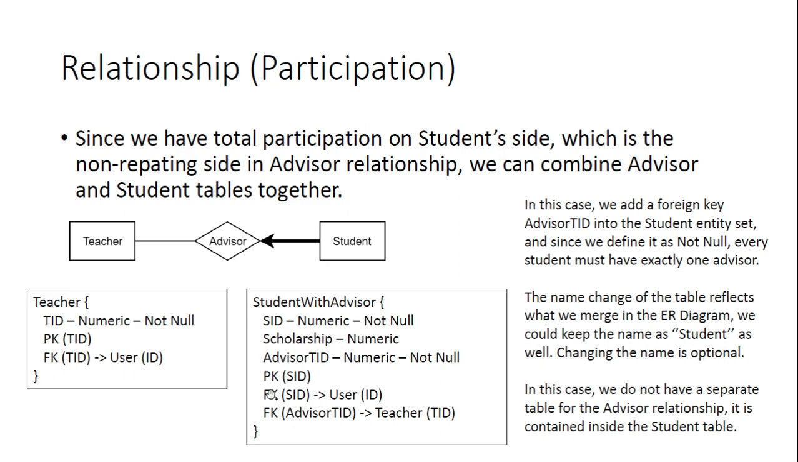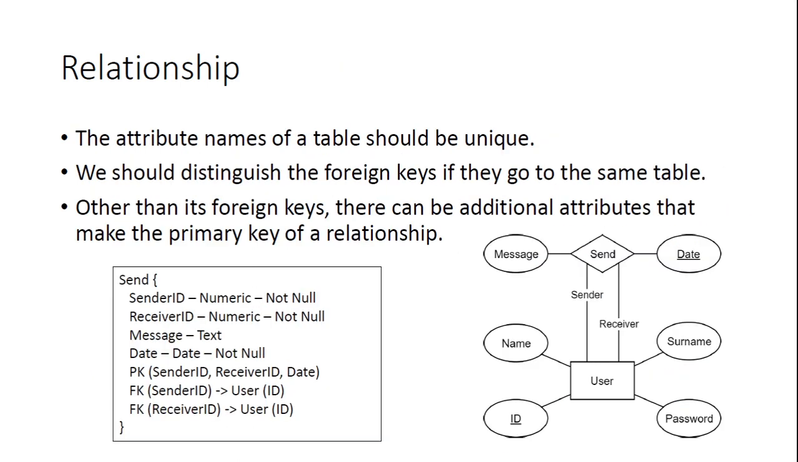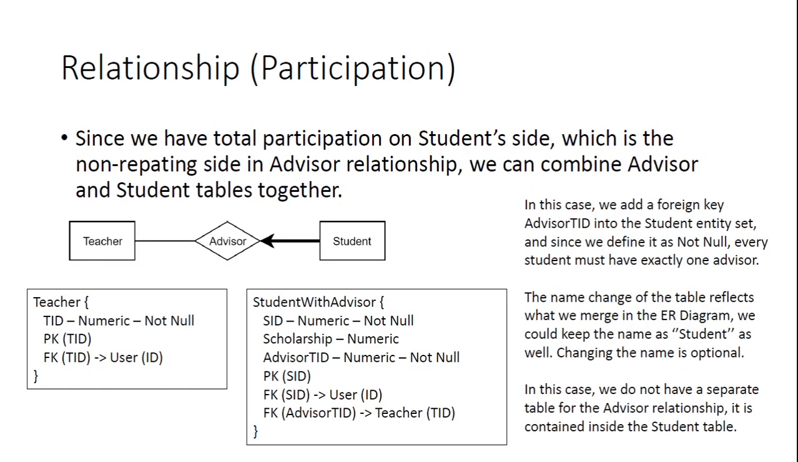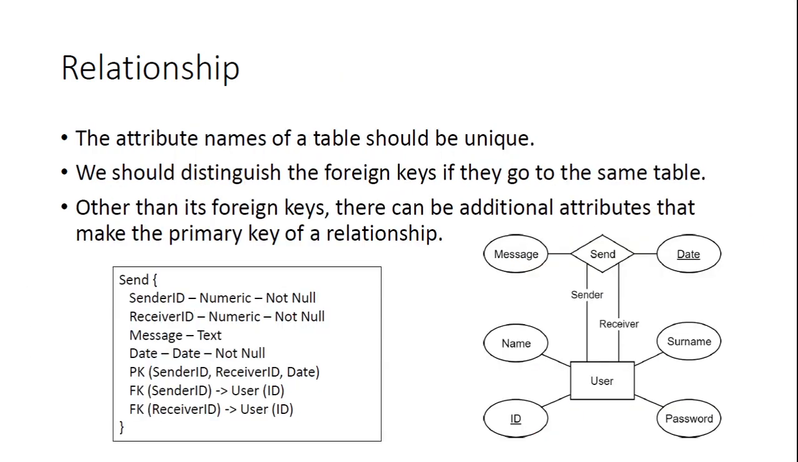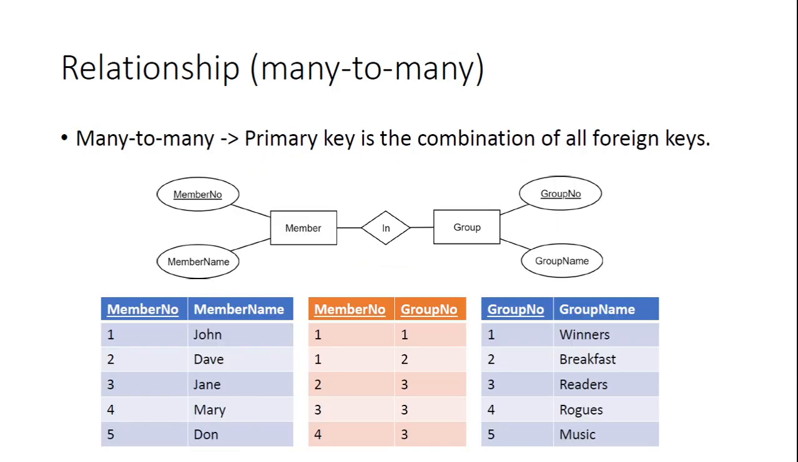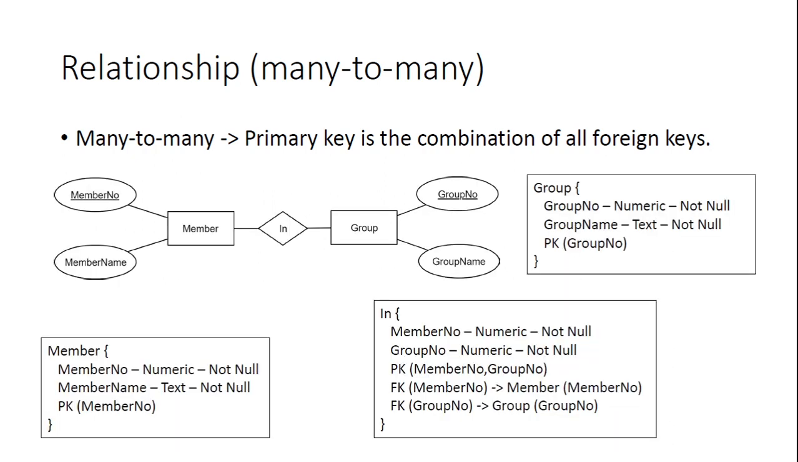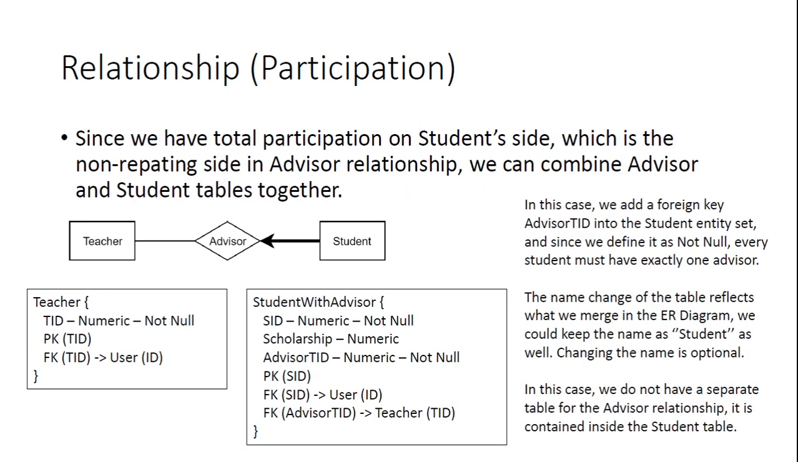For many-to-many relationships, we cannot do that. So for any many-to-many example, let me just go back. For example, in this case, members are assigned to groups. For this one, we cannot enforce total participation through the design of the database. We need to do it in some other stage of the implementation.